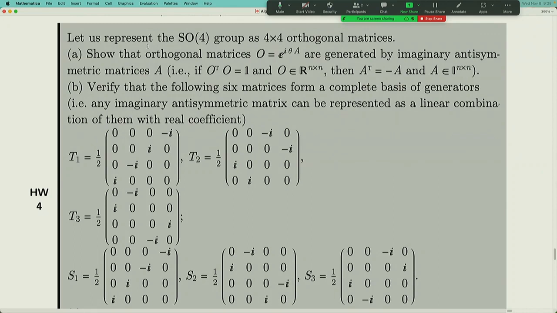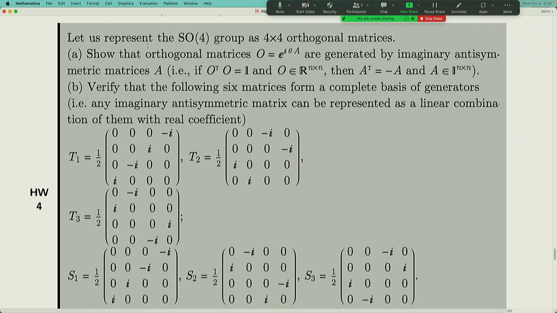So SO(4) is the special orthogonal group of 4x4 matrices. That means it is the set of all 4x4 matrices which satisfy the orthogonal condition, O transpose O is identity, and also satisfy the determinant equals 1 condition, but maybe that's not so important. Let's look at the orthogonal condition.